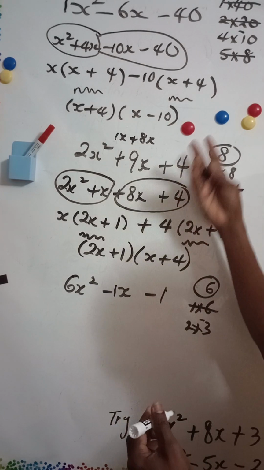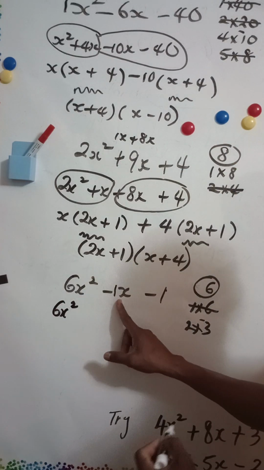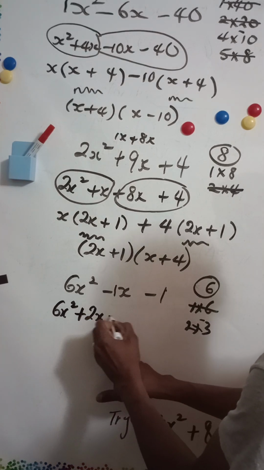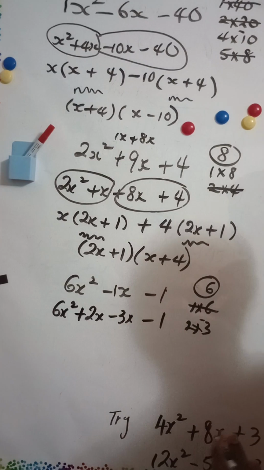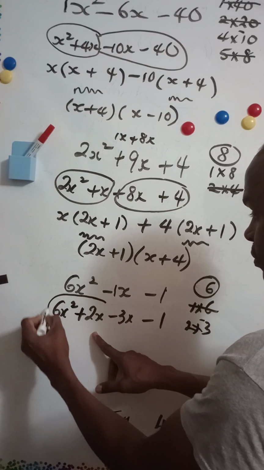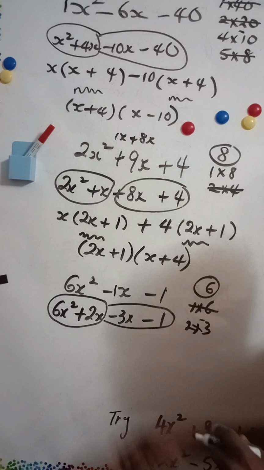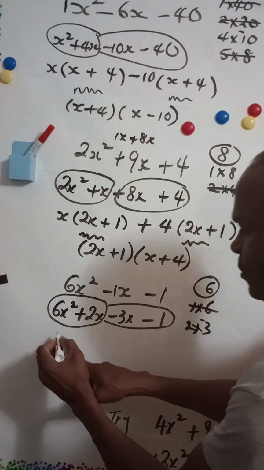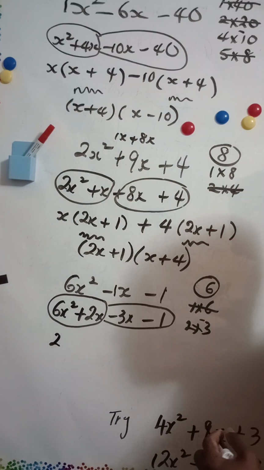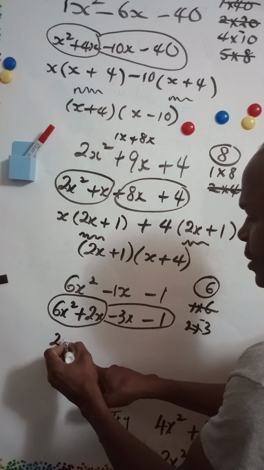And from there, we're going to go through the whole process of what? Writing back the first term, and the negative 1 becomes plus 2x minus 3x, and write back the negative 1. And from there now, we're going to factorize in pairs. Good. So what's common in the first pair? Common in the first pair, for numbers, we have 2, because 2 can be divided into 6 and 2. And the highest common factor for x squared and x is x.